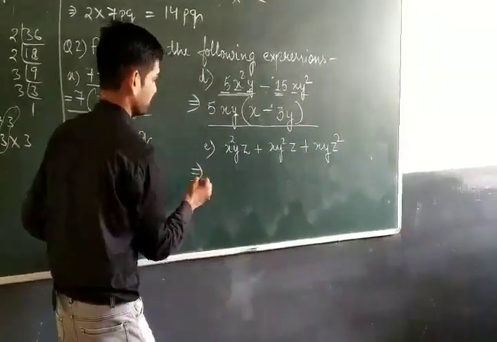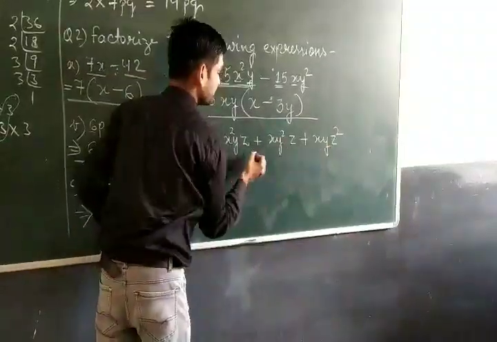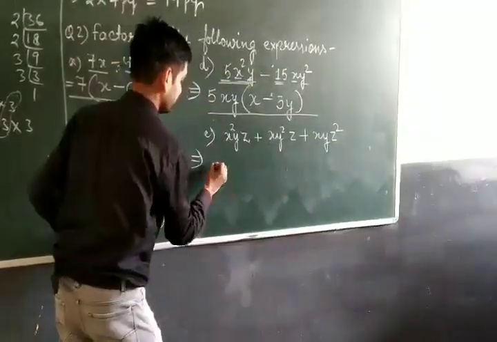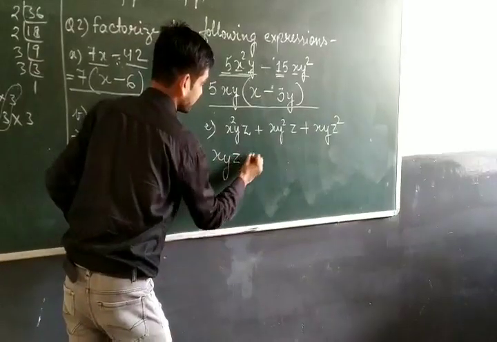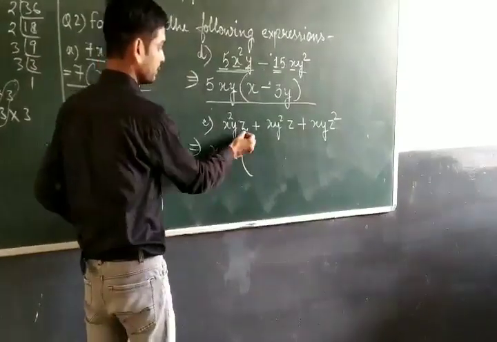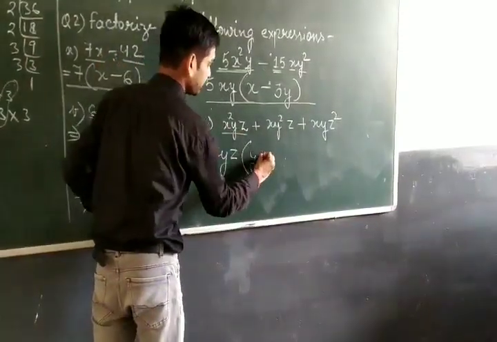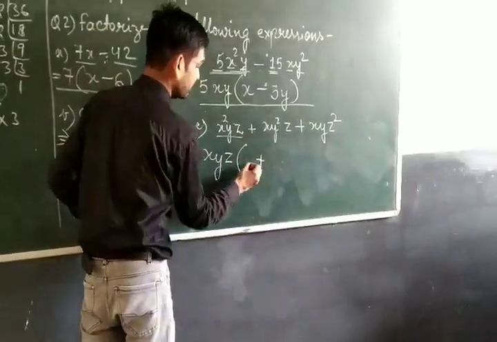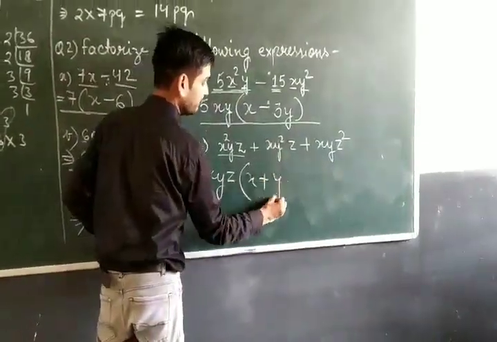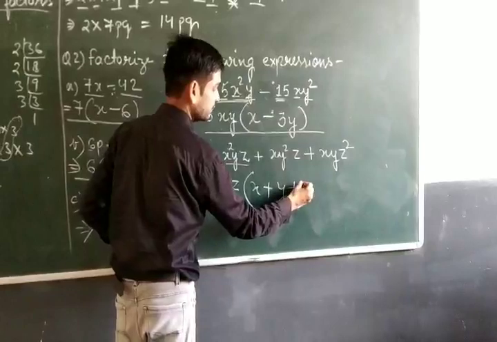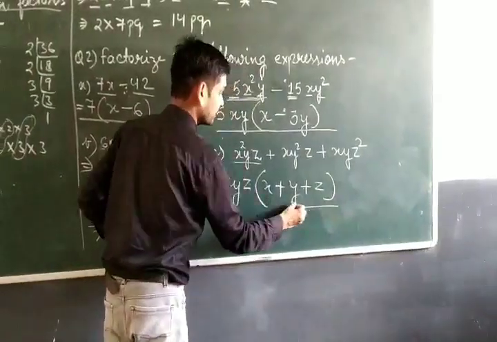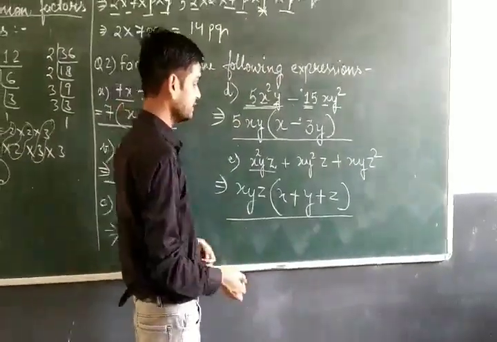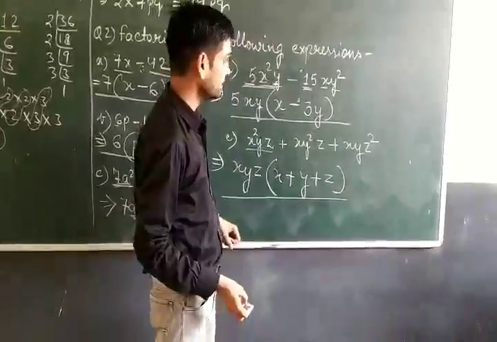Let's see the next question. In all terms, you can see x, y, z is already available. That means we took x, y, z as a common. From the first term, y will be remaining. From the first term, x will be remaining. From the second term, y will be remaining. And from the third term, z will be remaining. So the answer of this question is xyz bracket x plus y plus z.